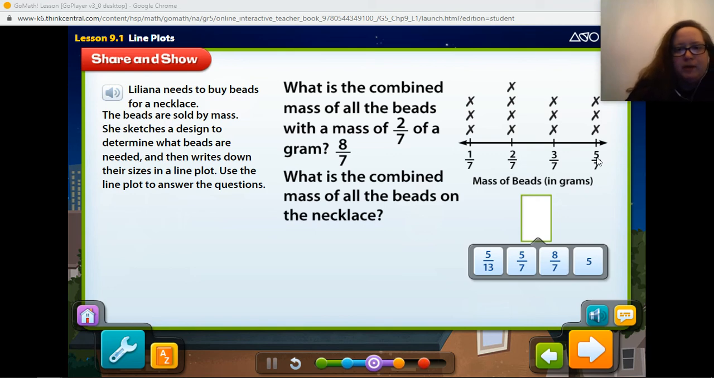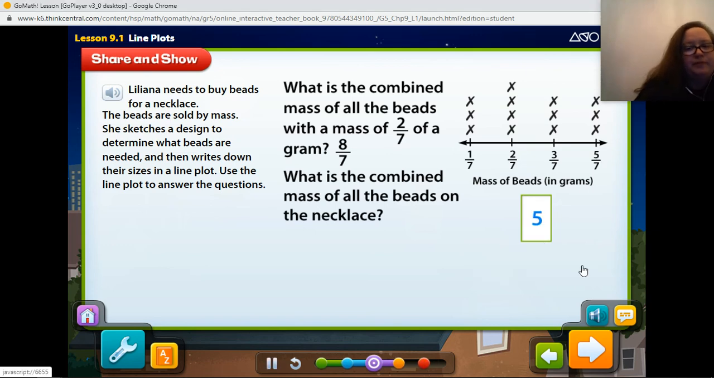So 3 plus 8 is 11, plus 9 is 20, plus 15 is 35. So we're going to have 35 sevenths. We're going to simplify 35 sevenths because 7 goes into 35 5 times. So our answer is 5. Correct. The combined mass of all the beads on the necklace is 5 grams.